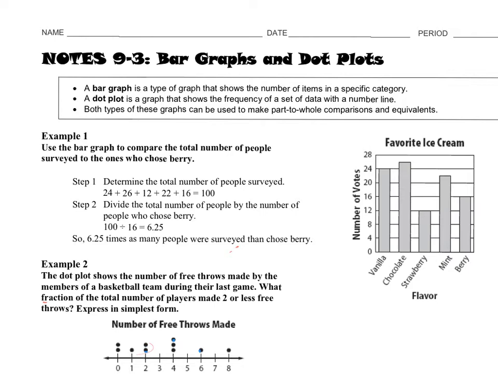It says determine the number of people surveyed. So they added up all of those numbers that we just talked about. They added 24, 22, 26, 12, 22, and 16 and got 100. So that's the 100 people that they surveyed.